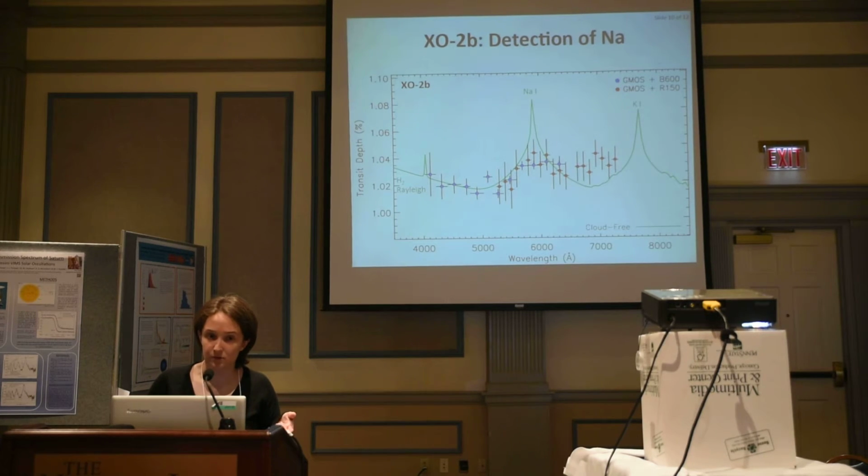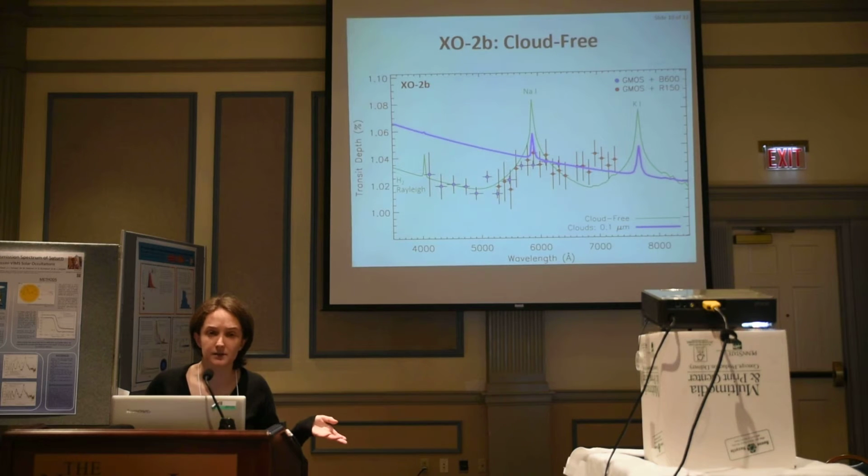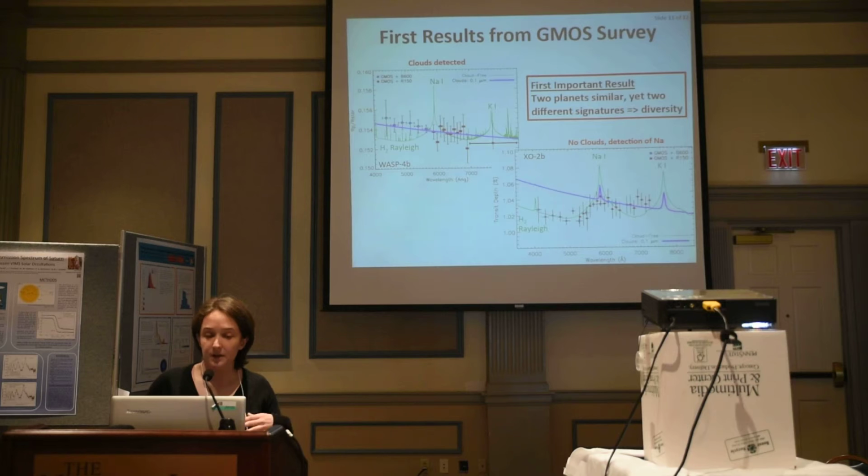So unlike before where we saw clouds, you see the clouds are ruled out in this atmosphere, and we detect the raw sodium line wings. If I compare to the previous spectrum I showed you, that's WASP-4b on the left and Exo2b on the right, we can see one atmosphere is cloud-dominated and one that's cloud-free, with the hotter one being cloud-dominated.